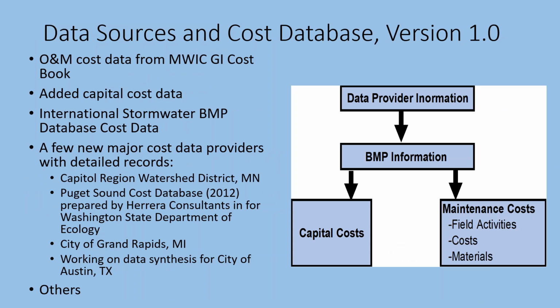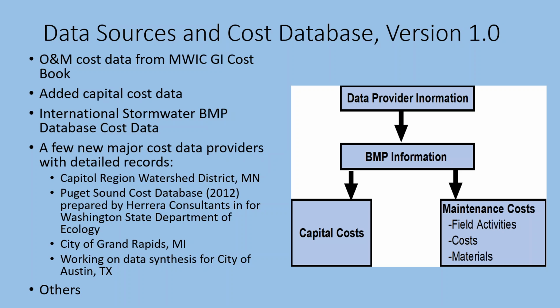And so the cost database that I've been talking about is being used as a tool to help validate some of the cost algorithms that are being used in that tool. And so that's how we were able to initially populate this cost database. And so the information that's in the database right now started with some of the data that we obtained through the MWIC cost book. And then we added some capital cost data, in particular from the International Stormwater BMP database records that we already had.